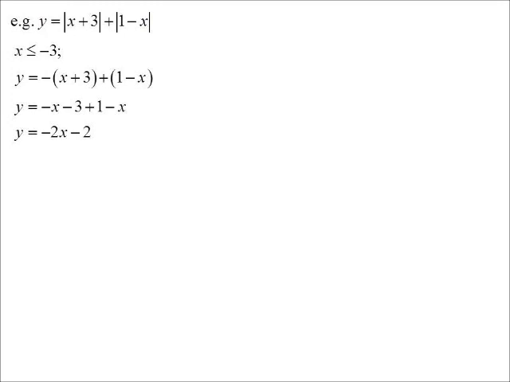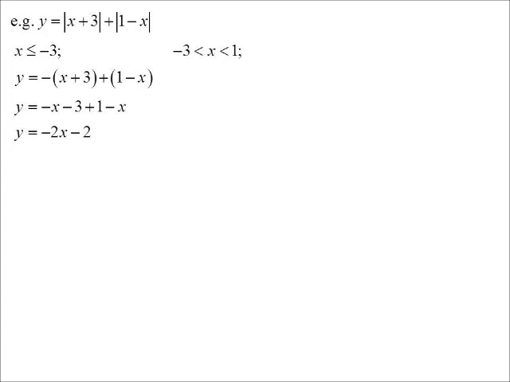If I was to substitute a number into the second one, I'm actually going to end up with a positive number. So that'll be plus 1 minus x. Add those together. All right, so we know we're going to draw the line y equals minus 2x minus 2 on the left-hand side of -3. The next critical point is over there at 1. So what happens in between -3 and 1?